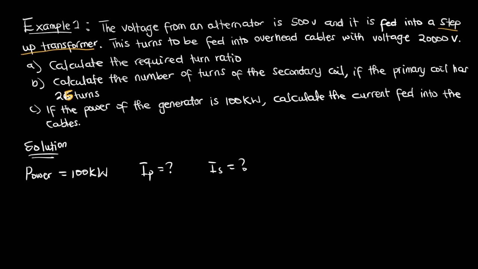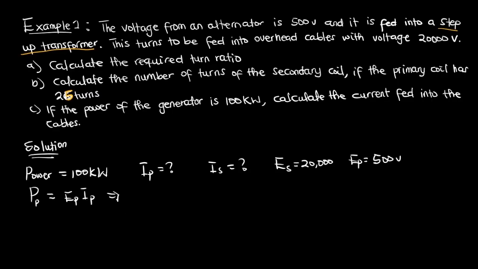So first of all, we need to determine the primary current from the power given to us. Now remember, we've established the fact that the secondary voltage is 20,000 volts from the question, and then the primary voltage, or EMF, is given to us from the alternator, which is 500 volts. We already have this. So power, I'll make it P subscript P, that means the power fed into the primary coil is equal to the voltage, which is EP, multiplied by the current IP. Are we okay?